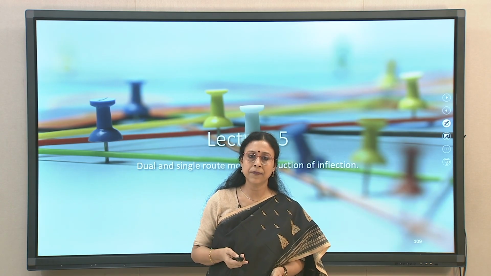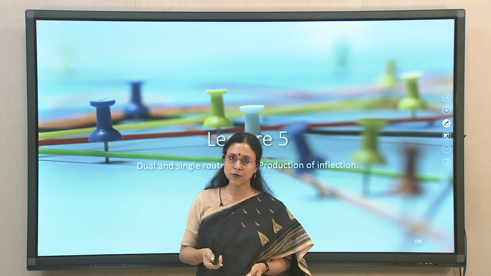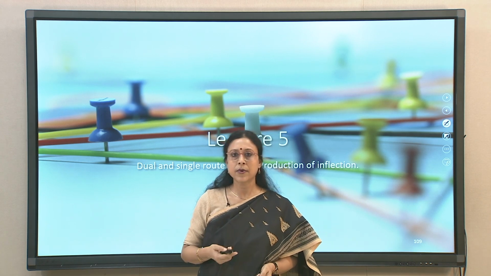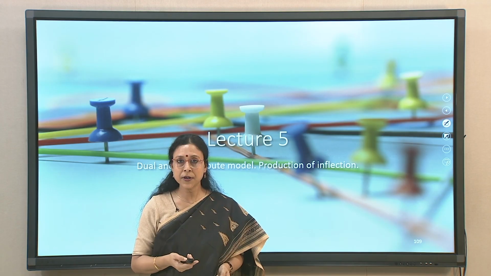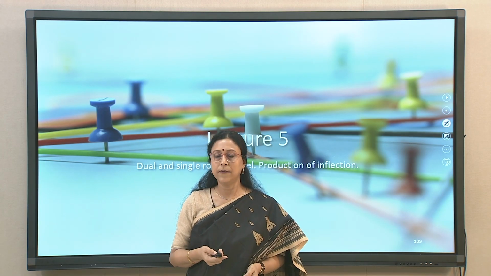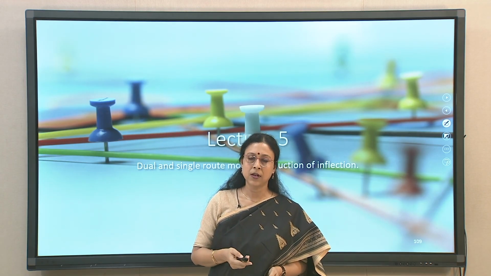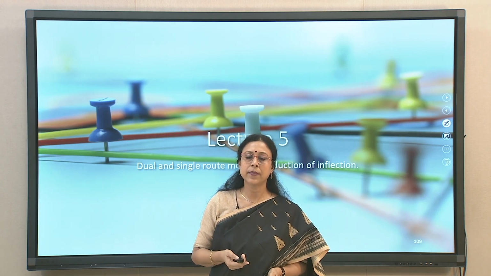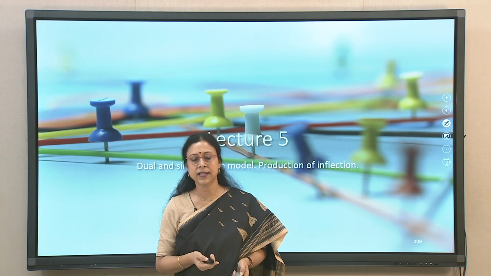Today, we will wrap up this module by discussing the dual and single root model and the production of inflection. Production as in how children start producing their inflectional morphology, what are the first ones that they start with, and how it changes over a period of time. Some small glimpses I will be able to give you within this lecture.